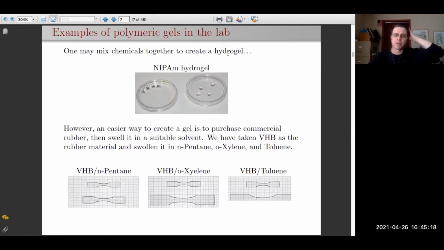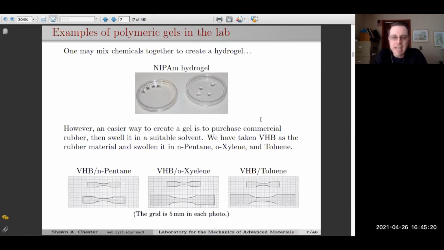And the easier way for us was to take a rubber-like material that you purchase. So many of you may be familiar with something called VHB. It's made by 3M, and it's double-sided tape in essence. And it's an acrylic-based polymer. And this material will swell in a suitable solvent. Now, it does very little in water, right? So water is no longer a good solvent for us.